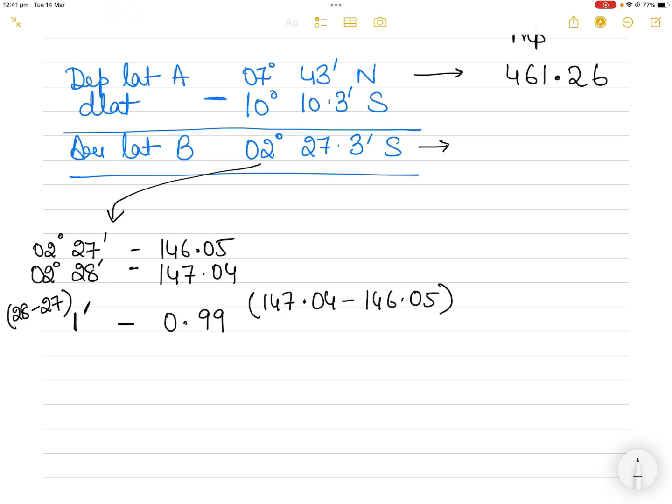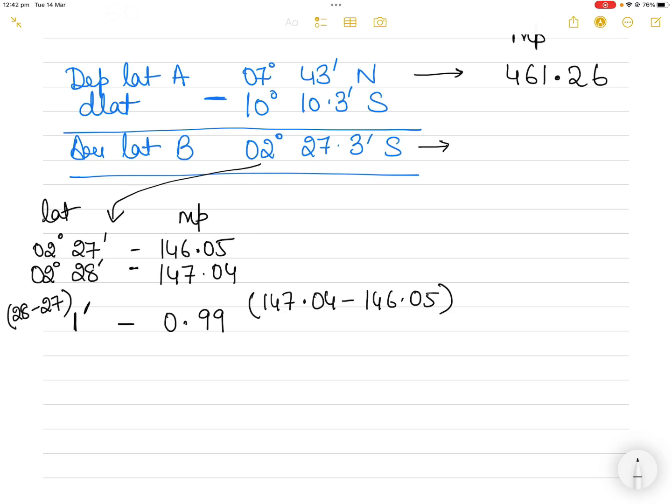So when the value of the latitude increases from 2 degrees 27 minutes to 2 degrees 28 minutes, there is an increase of 1 minute. When there is an increase of 1 minute, the meridional part's value increases by 0.99, right? We saw in the table that the meridional part value increases from 146.05 to 147.04.